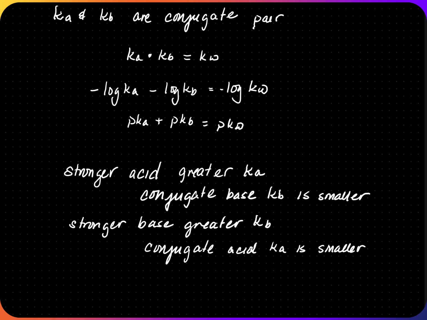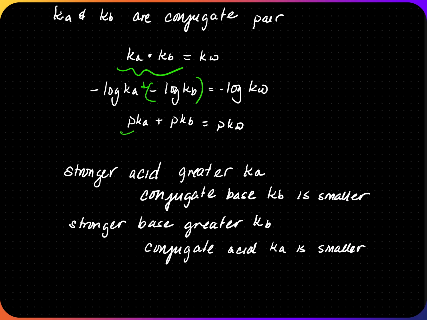negative log Ka plus negative log Kb equals negative log Kw. Remember, when we multiply logs, we are actually adding logs together. So right here is actually a plus, but we're doing a minus log. We stated in the previous sections that negative log is the same thing as p. So we could rewrite this formula as pKa plus pKb equals pKw.